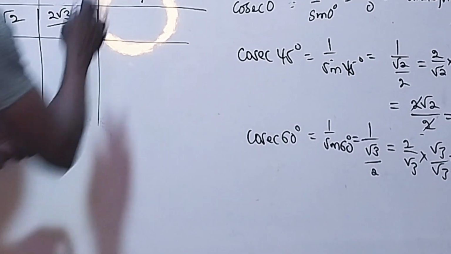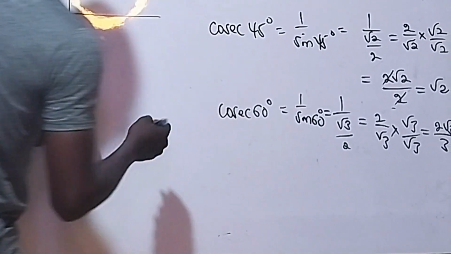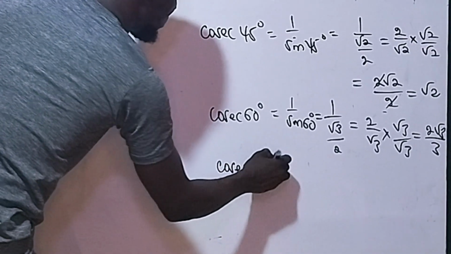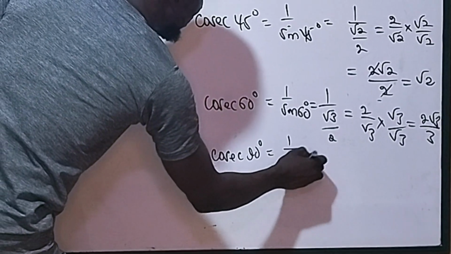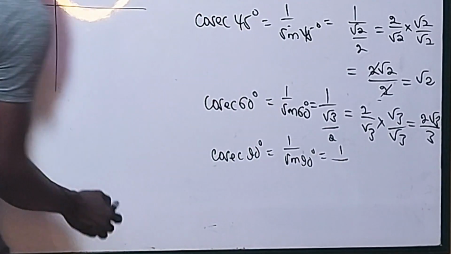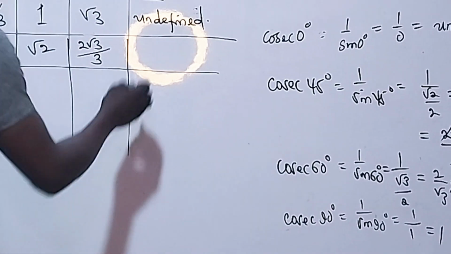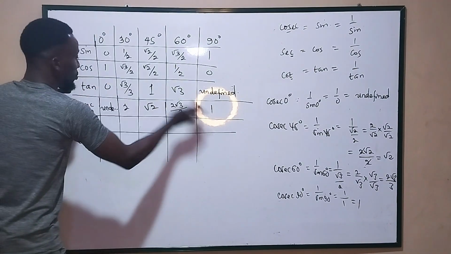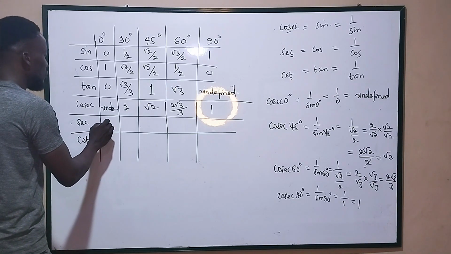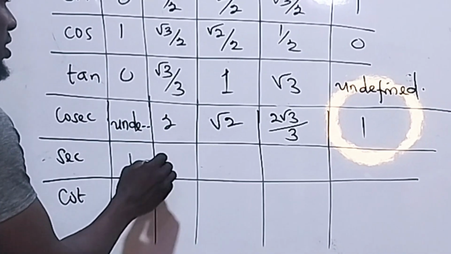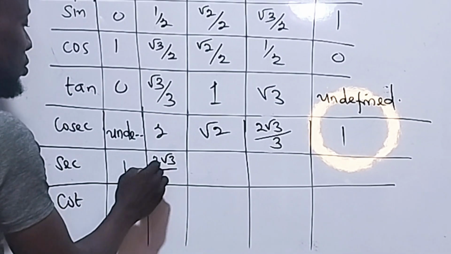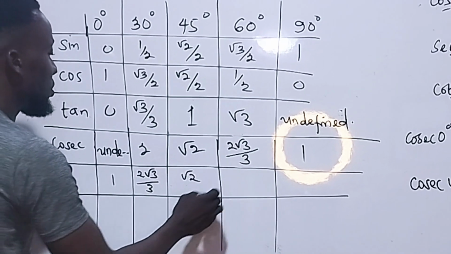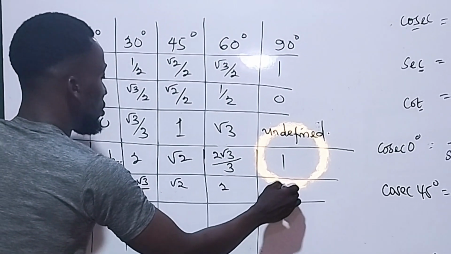So finally, we'll treat this. Cosec 90 degrees will be 1 over sine 90 degrees, which is 1 over 1, and that is 1. What are we going to do to this? Just as we did to this, we are going to mirror it. Is that okay? So we have 1. What is the next? 2 root 3 over 3. What do we have next? Root 2. What do we have next? We have 2, and there we have undefined.